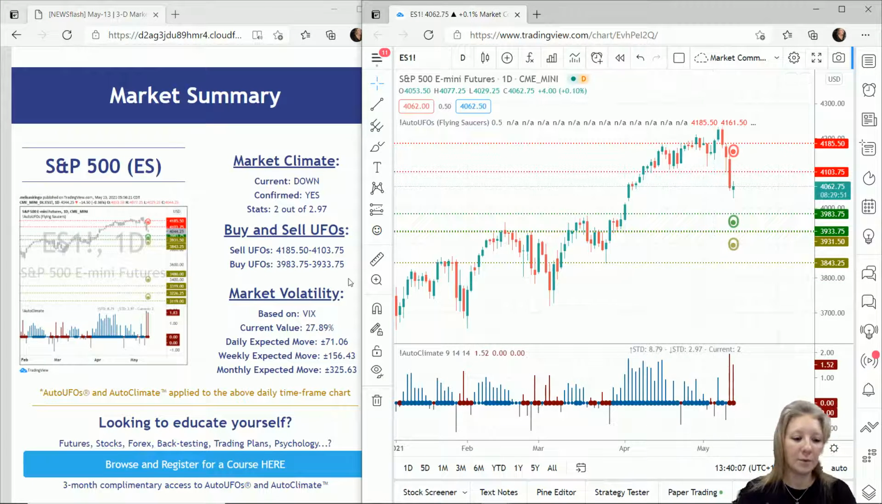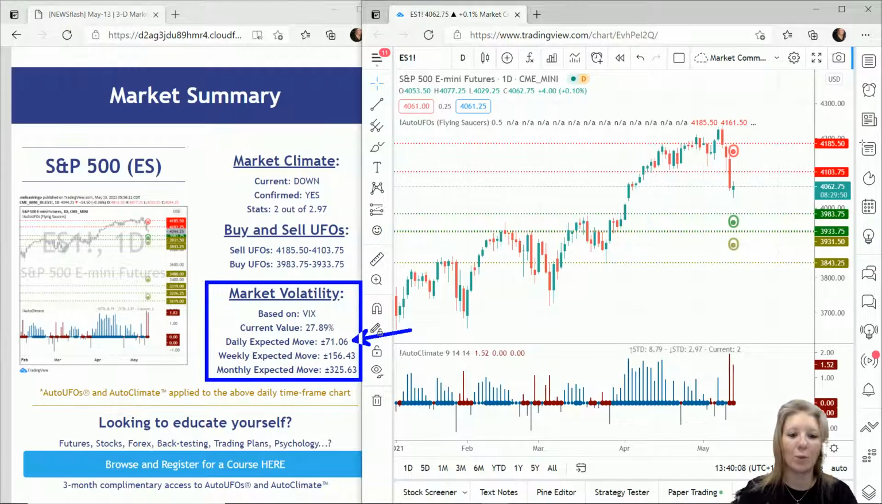Okay, now when it comes to market volatility, we would expect movement up or down in one day of 71.06 points up or down. In 1 week, it would be up or down of 156.43 points. In 1 month, up or down of 325.63 points. So again, that just tells us the volatility, how much we can expect price to move.